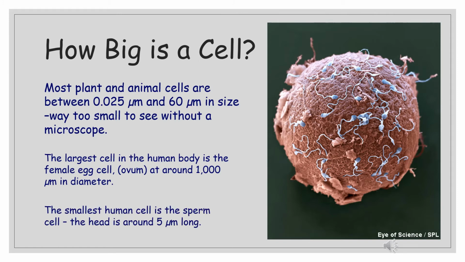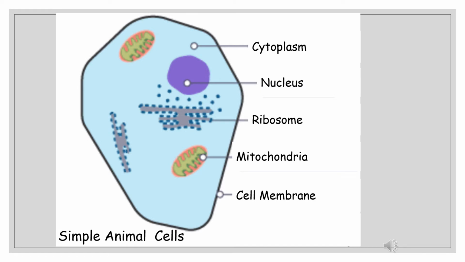Now those two cells are specialized cells. They have a particular job to do within the human body, as do most of your cells. But when we look at animal cells, plant cells, fungal cells and bacterial cells today, we're going to look at very simplified versions of those. So we start off with a simple animal cell.